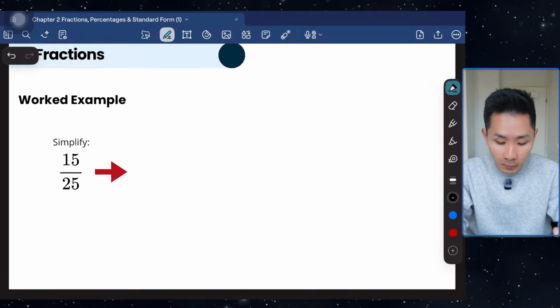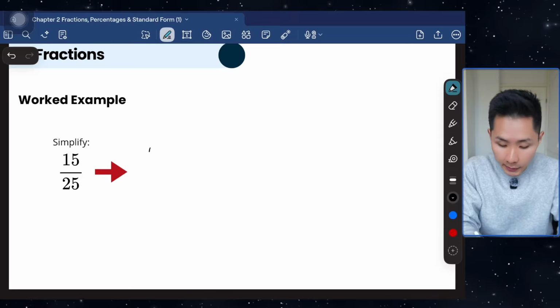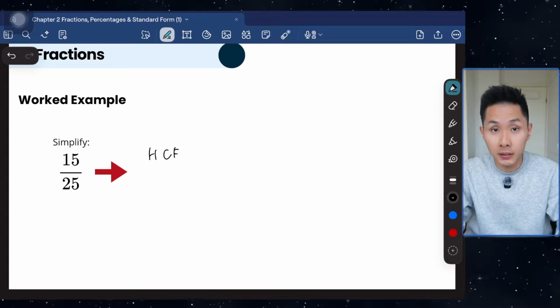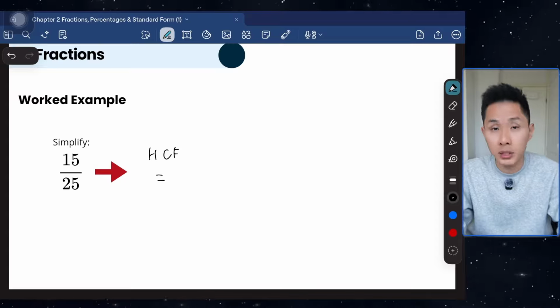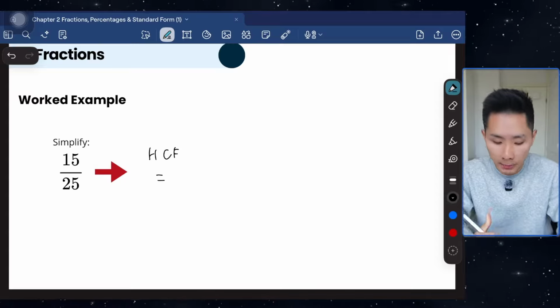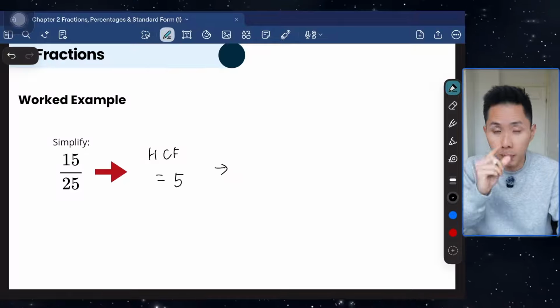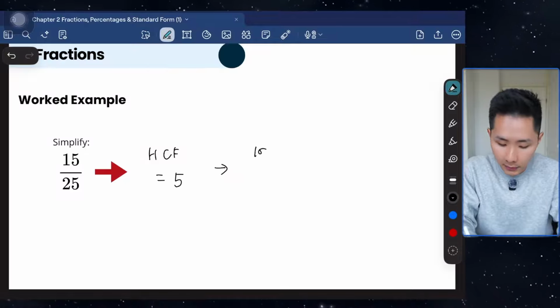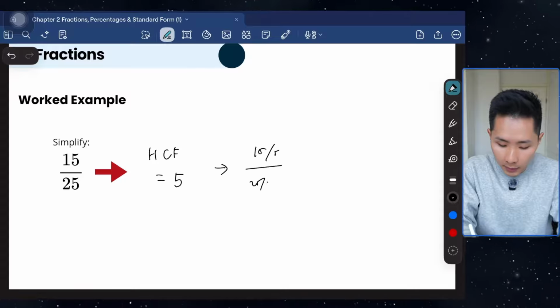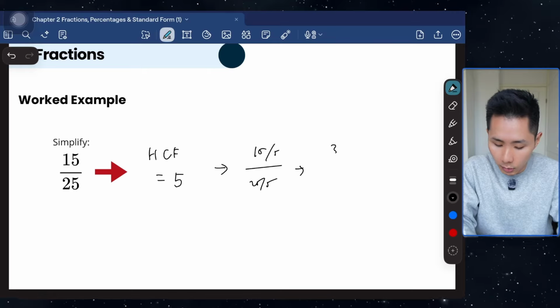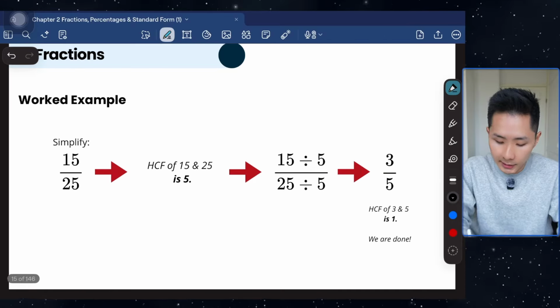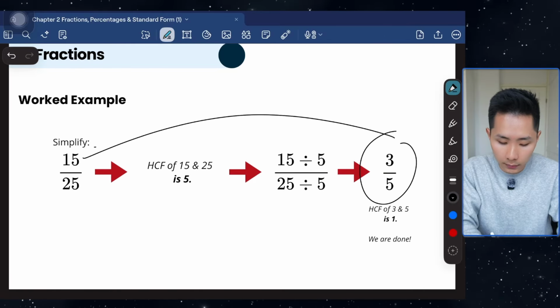Now, another worked example. Let's try to simplify this. First, find the HCF of 15 and 25. If you apply the methods we used in the last chapter, you'll find that their HCF is 5. And that's when you can divide both numbers by 5. 15 divided by 5, 25 divided by 5. That's when you'll get 3 over 5. And that is the simplest form of this fraction.